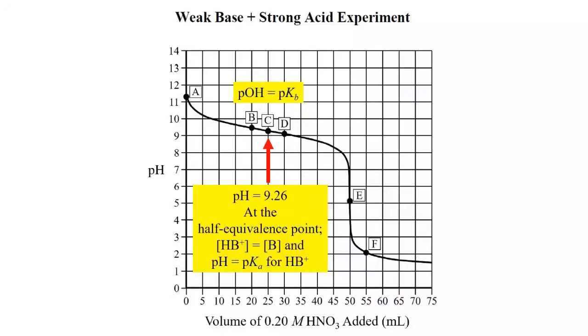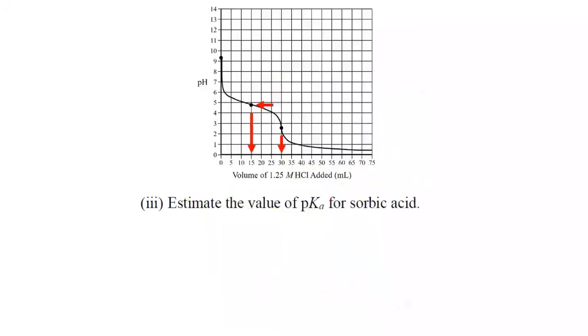So technically, you could say it two different ways. You could say the pOH is equal to the pKb of the weak base, but you also can say that the pH is equal to the pKa for the weak acid. Now, the conjugate acid could be something like ammonium or HB+, but in this case, we do have a conjugate acid-base pair. We have sorbic acid and the sorbate ion. So at this half equivalence point, those two concentrations are equal.